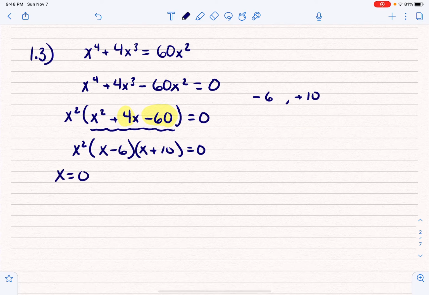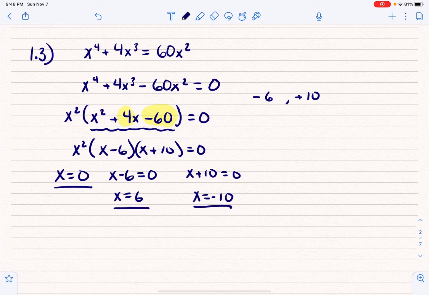So therefore, either x is 0, or x minus 6 is 0, which would mean x is 6, or x plus 10 is 0, which means that x is equal to negative 10. So hopefully these are the three solutions that you got. And if you did, congratulations. These are not that hard.